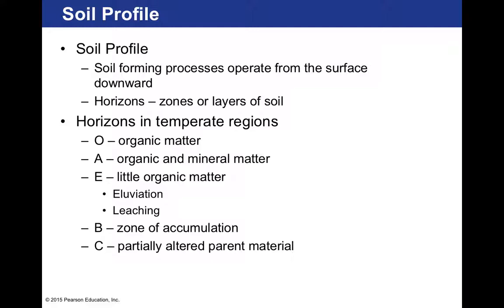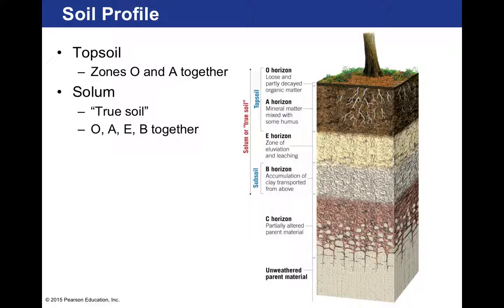The E horizon is little organic matter, and this is due to eluviation and leaching. And then B is called the zone of accumulation. And then finally C is just partially altered parent material. Anything underneath C is essentially your parent material that's in your bedrock. So this is a great picture illustrating these things.